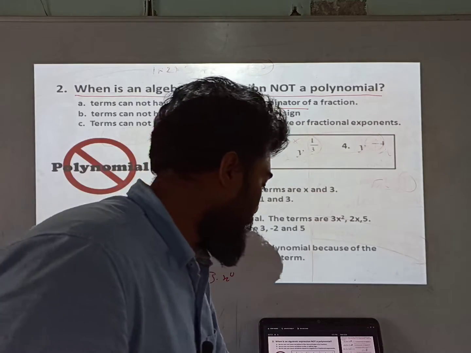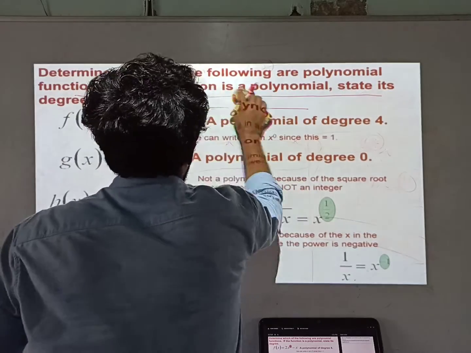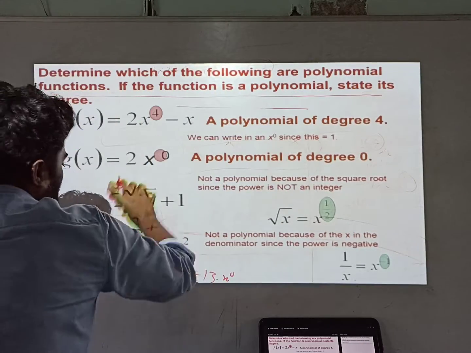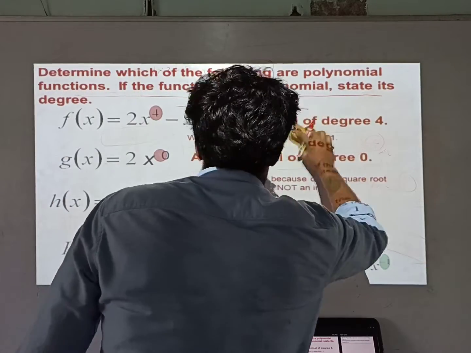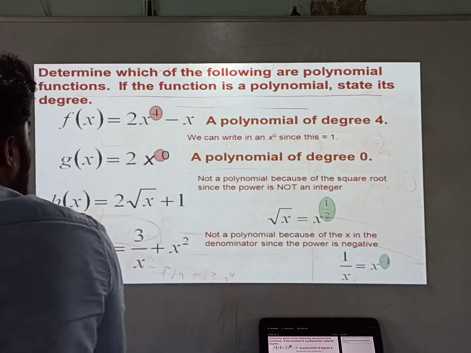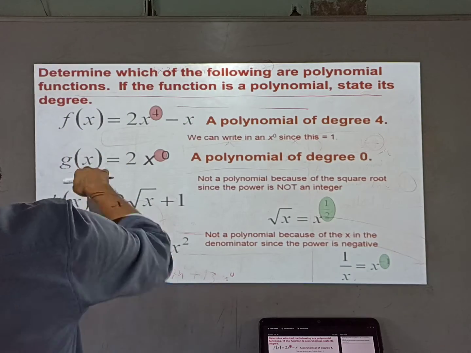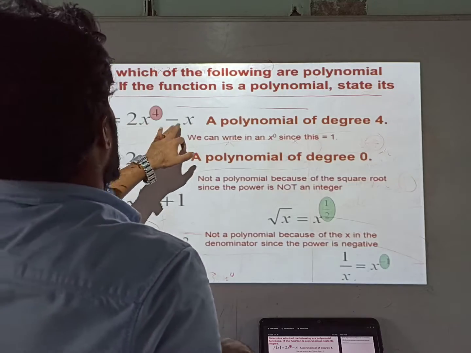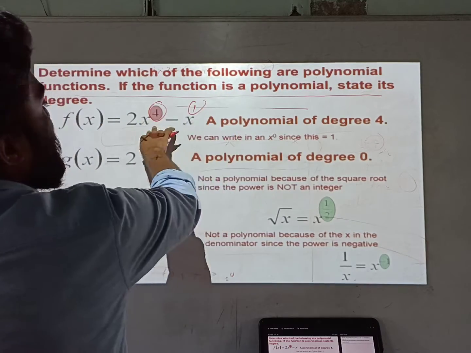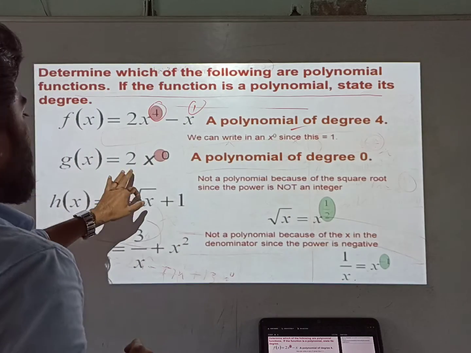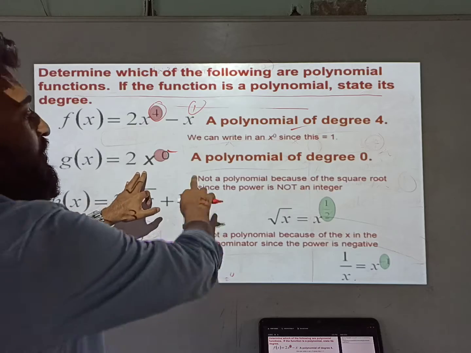Got it? Simple thing. Now let us discuss these things, okay. Through this we will understand how much we have understood till now. Read 15 slide. So this is f(x) equals 2x square minus x. Obviously here we have 2, here we have 1. So this is a polynomial of degree 4, correct. After that you see 2 into x to the power 0. 0 is a whole number, so this is a polynomial of degree 0.